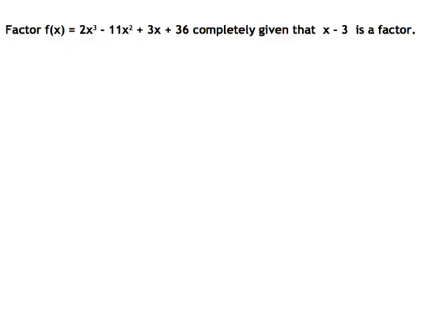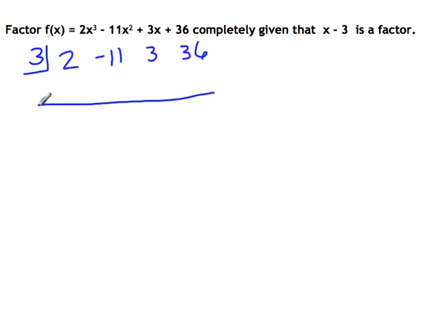If I'm going to factor this polynomial, given that x minus 3 is a factor, the first thing we're going to do is synthetic division. If x minus 3 is a factor, what the factor theorem states is that positive 3 must be a 0. So we're going to put 3 in the little box because 3 would be a 0. Now I'm going to write these coefficients with the constant in order. So we'll go 2, negative 11, 3, 36. Okay, leave your space. Remember, this first number 2 drops down.